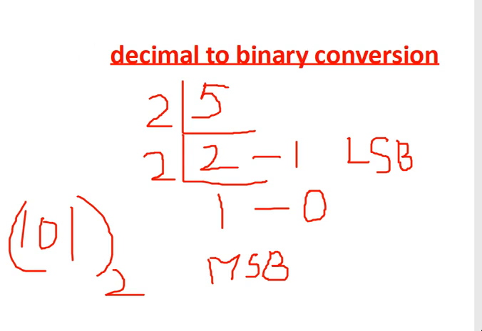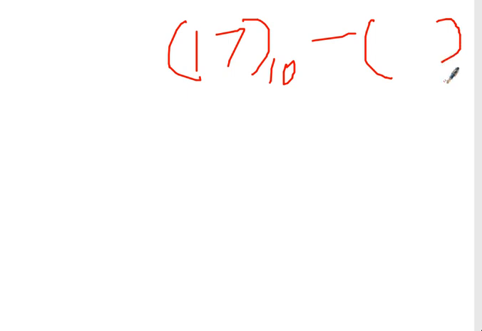Let's take one more example. Suppose 17 is there, I have taken this. This is to base 10, and you need to convert it to binary, that is base 2. So what you have to do? Just divide 17 by 2.